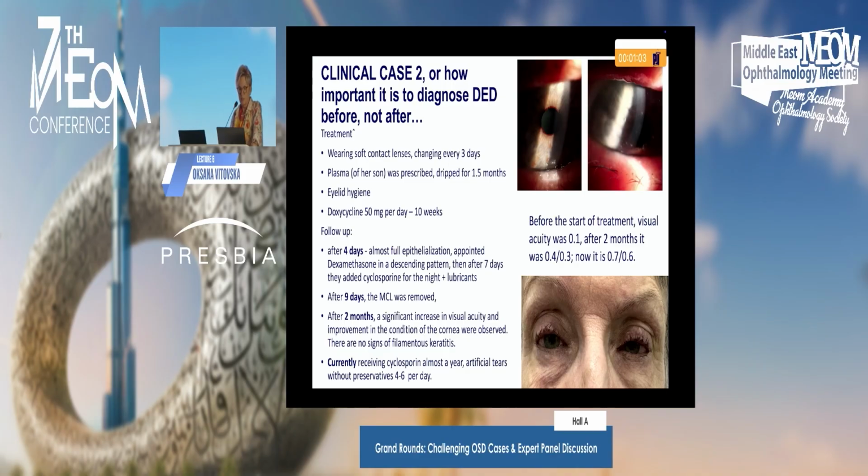Already after 4 days, almost full epithelialization, we appointed dexamethasone in a descending pattern, and then added cyclosporine, and also some lubricants for the night. And after 9 days, the contact lens was removed. After 2 months, a significant increase in visual acuity and improvement of the condition of the cornea. And currently she has only cyclosporine for almost a year, artificial tears without preservatives 4-6 times per day, and you can see how her face and her eyes changed.